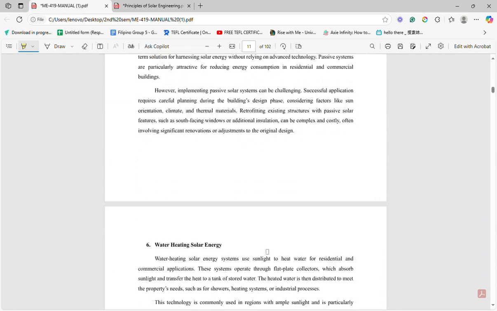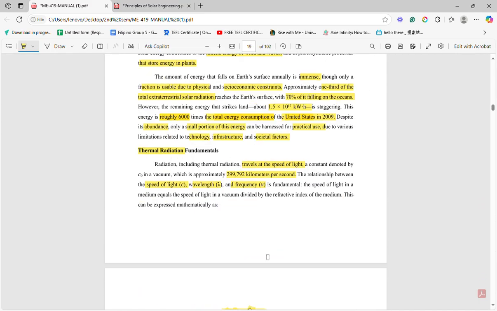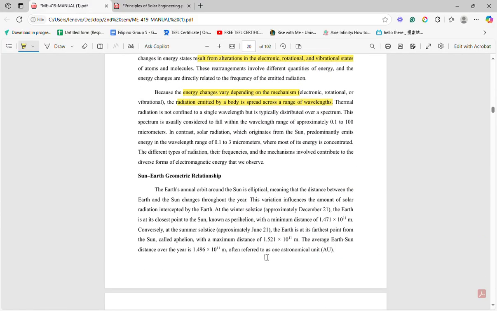So, going back. Again, those wavelengths range from 0.1 to 3 micrometers, where most of its energy is concentrated. And most likely, the emitted spectrum that reaches the Earth's surface is the visible light. So we have to harness that, and we need to either minimize or maximize the infrared and the UV. So it really depends on the application.